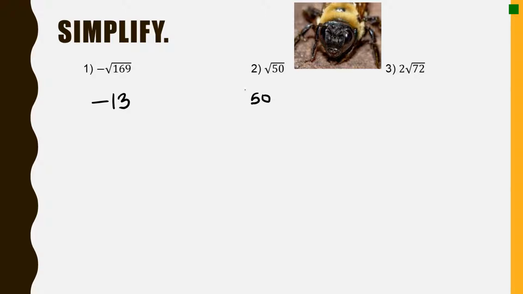50, we're going to hedge. Divided by 2 is 25. Divided by 5 is 5. Divided by 5 is 1. There's a pair of 5s, so we bring out a 5 and leave the square root of 2 inside.